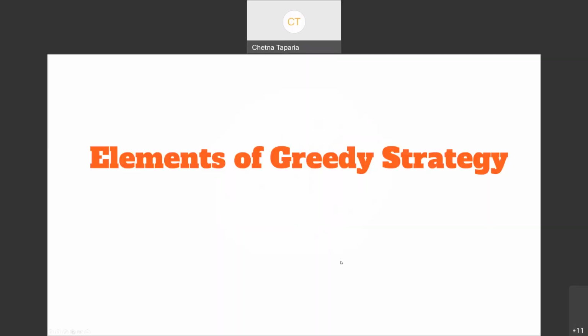So good morning students. Today we will talk about elements of greedy strategy. In our last lecture we talked about greedy algorithm and the basic principle behind this strategy, and we have also discussed a little bit the difference between dynamic programming and greedy algorithm. One particular problem, the activity selection problem, we also discussed.